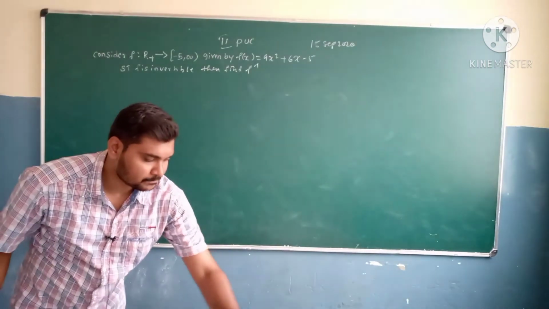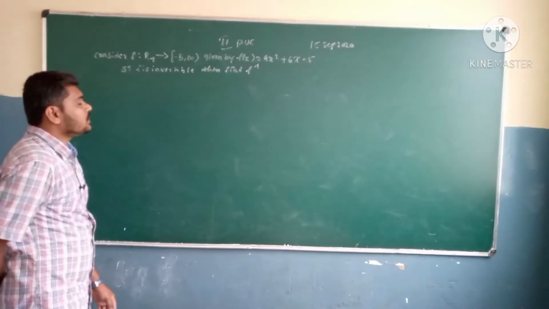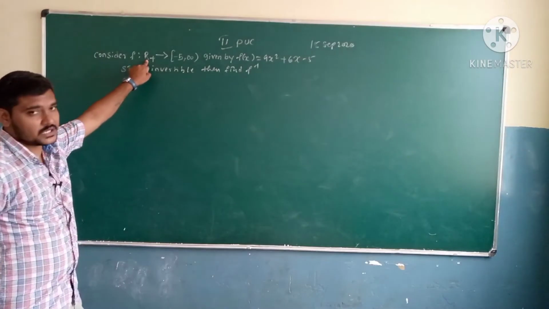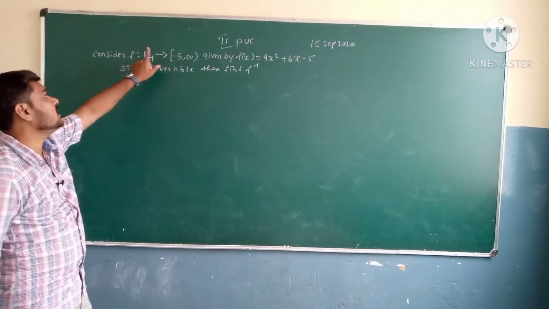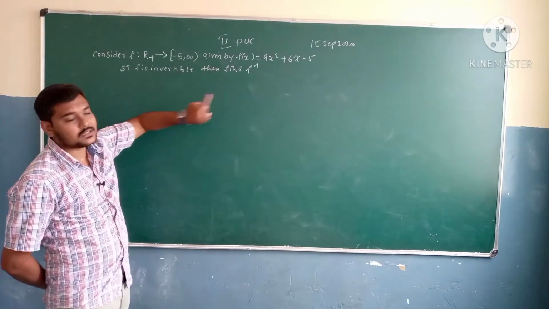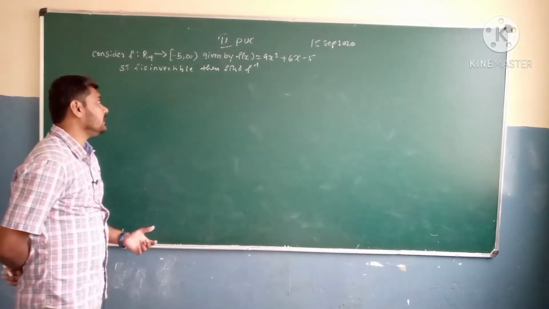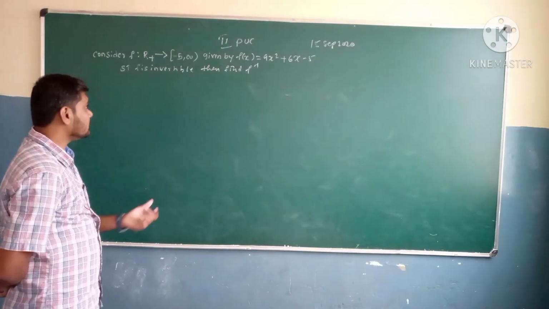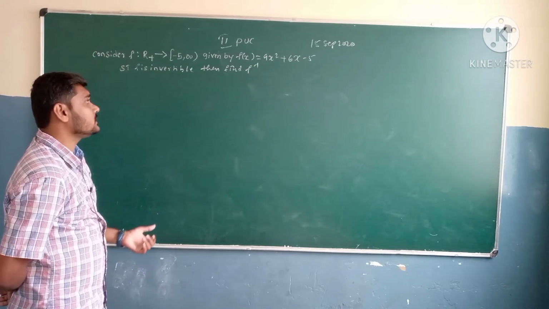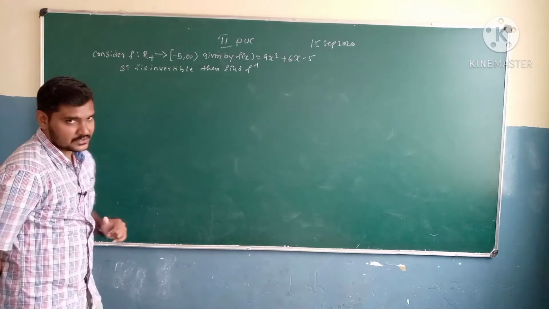Try to understand the question. They have given the function f of x is equal to 9x square plus 6x minus 5, and the domain is the set of positive real numbers, to the closed-open interval of minus 5 comma infinity. That's going to be the codomain, the range. So we need to show that it is an invertible function.